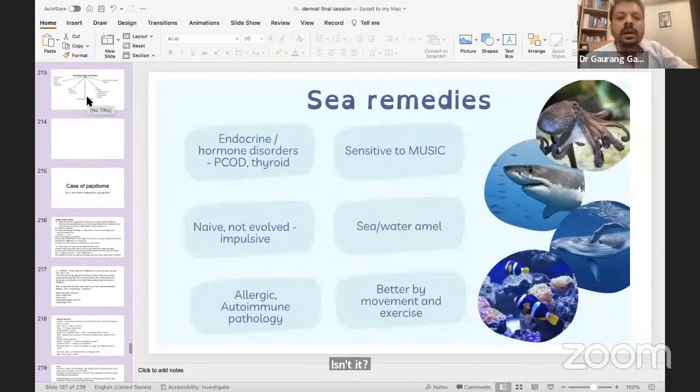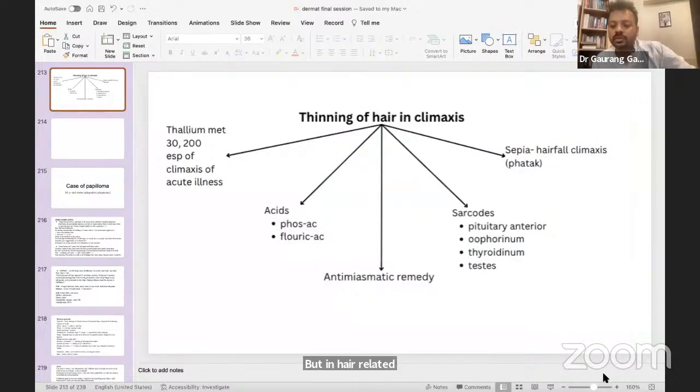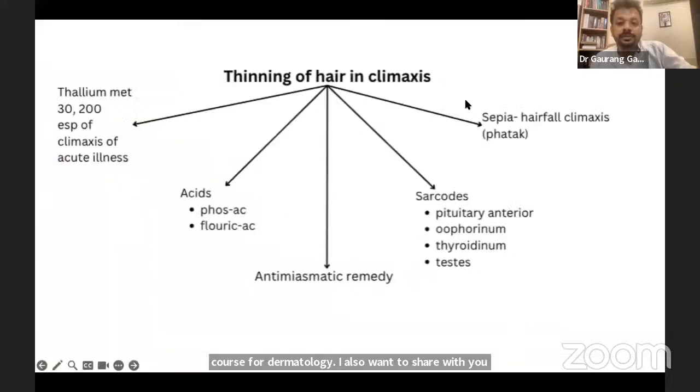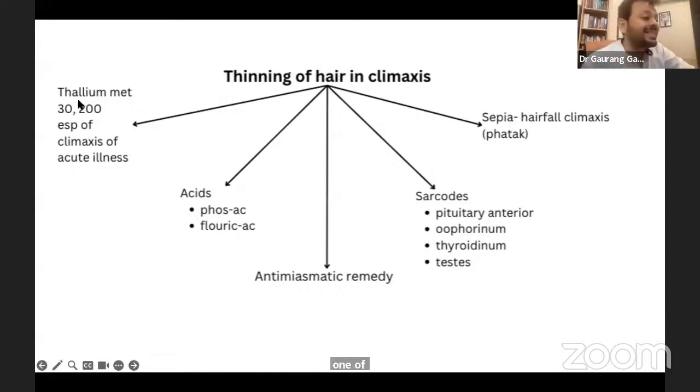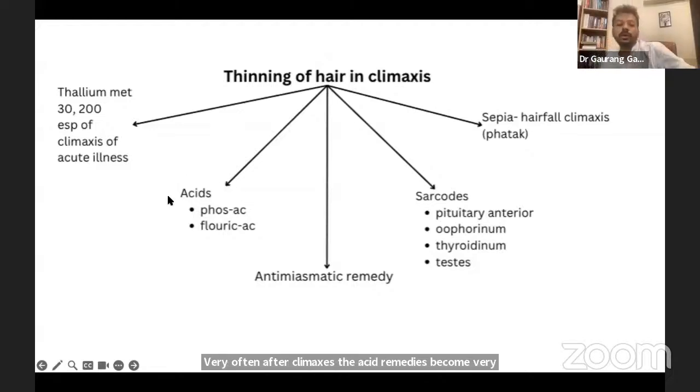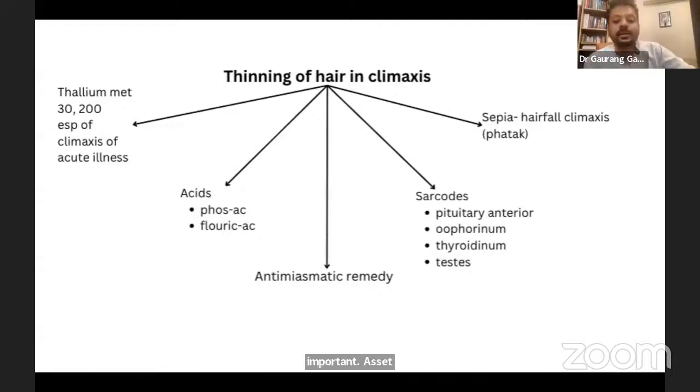But in hair related issues, and because this is also a course for dermatology, I also want to share with you one of the maps that we have created here. We have to sometimes think out of the box. In many cases of thinning of hair, one of the remedies I often use is thallium metallicum. Very often after climaxes, the acid remedies become very important, including acid phosphorus, fluoric acid.